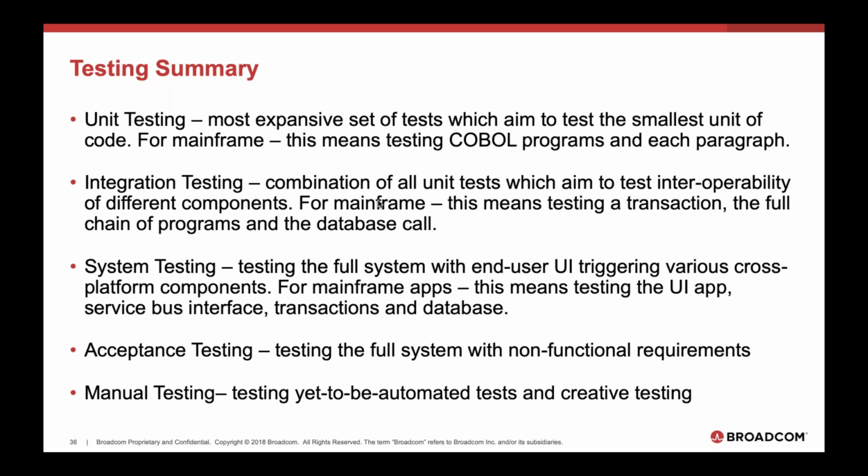Acceptance testing is again testing the full system, but also with non-functional requirements, and usually done with a lot of stakeholders in play, like support and your beta testers and such. Manual testing is for yet-to-be-automated tests and some creative testing.